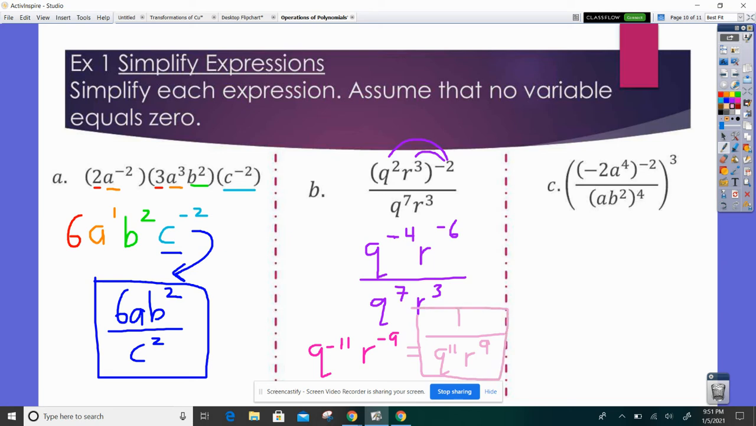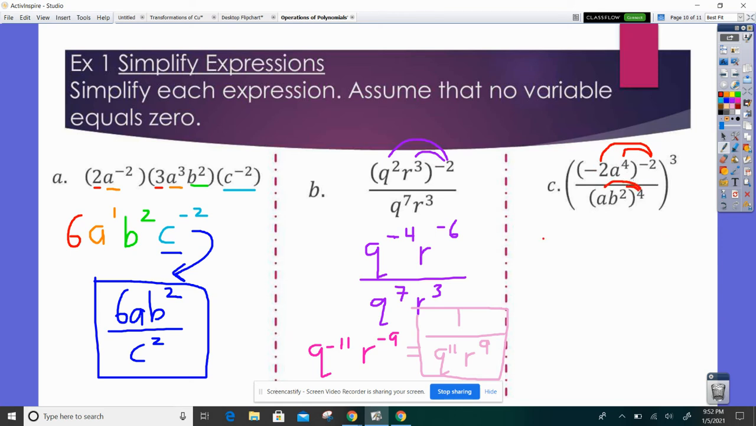Okay. Now, this last question is similar to what we just did, but we have an extra power of 3 on the outside. Now before I can get to this 3 over here, I need to simplify the inside as much as I can. So I need to distribute this power of negative 2 to everything on the inside. And then I need to distribute this power of 4 to everything on the inside of these parentheses.